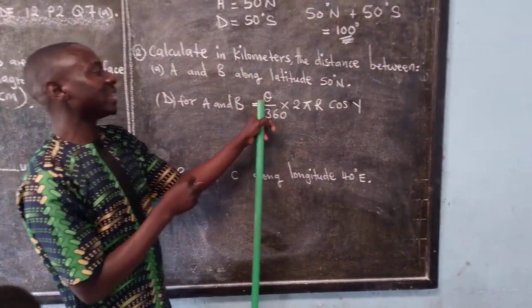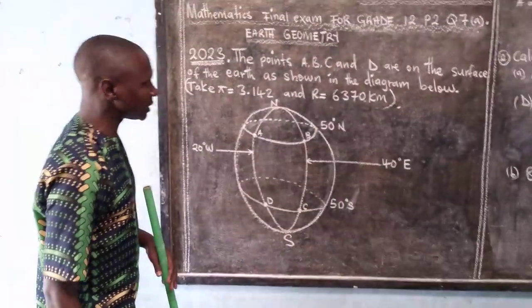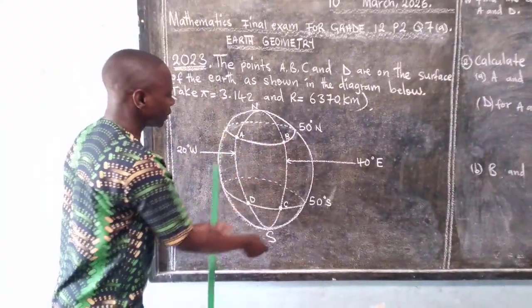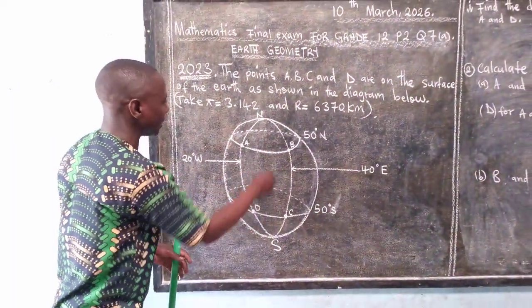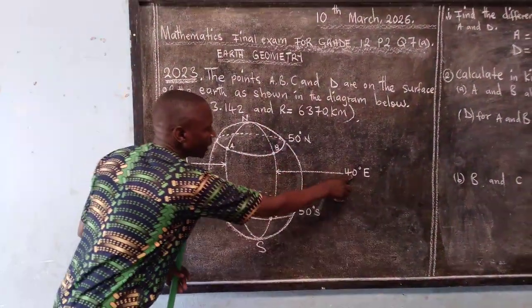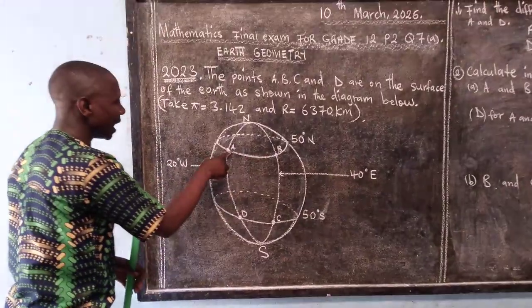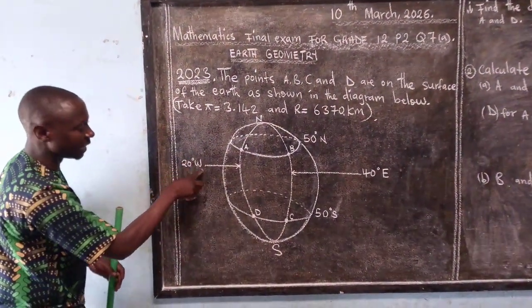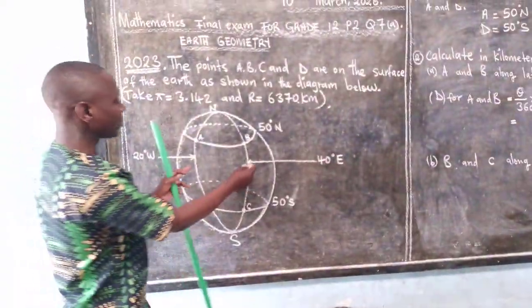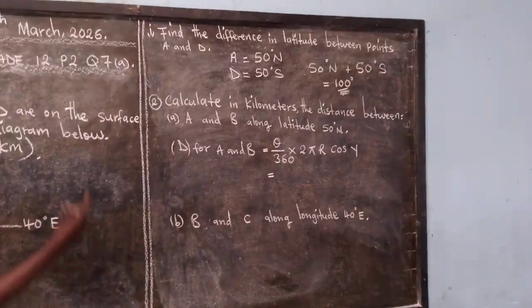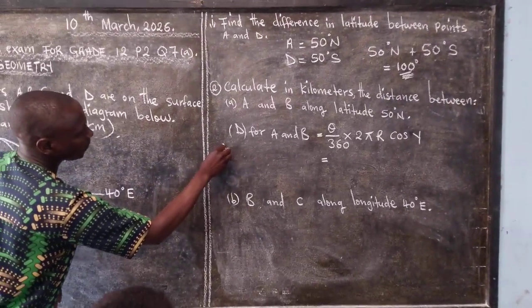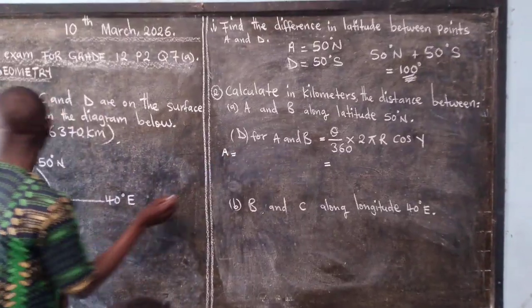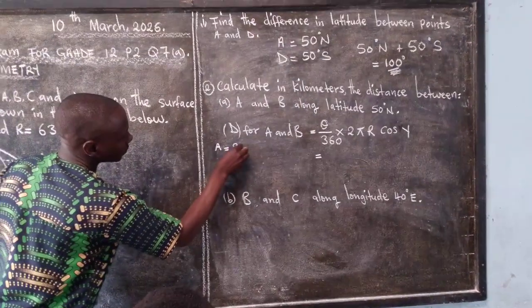The theta, if you want to find the theta for point A and B, it is the difference in the longitude where A and B is lying. B is in longitude 40 degrees east. Then A is found in longitude 20 degrees west. So these are the two coordinates. What is the coordinates for point A? It is lying on which longitude? 20 degrees west.